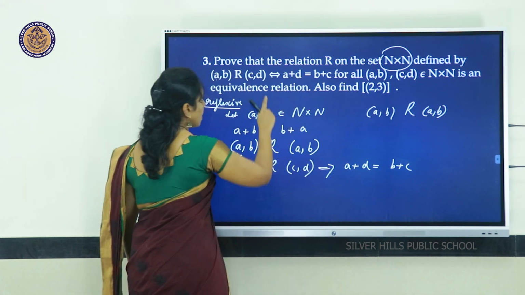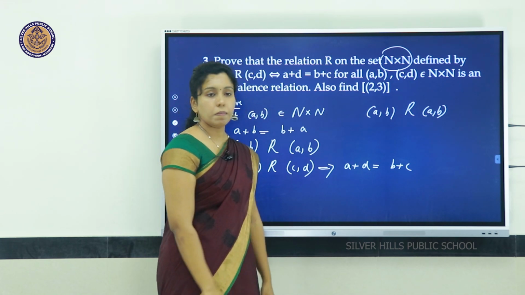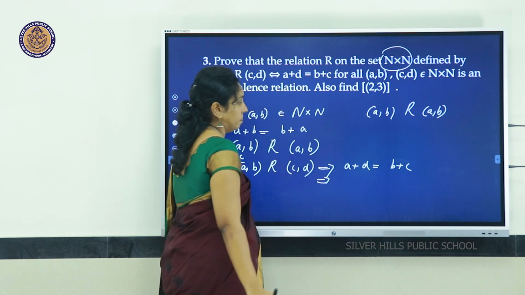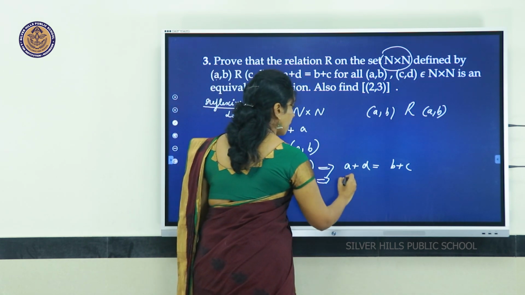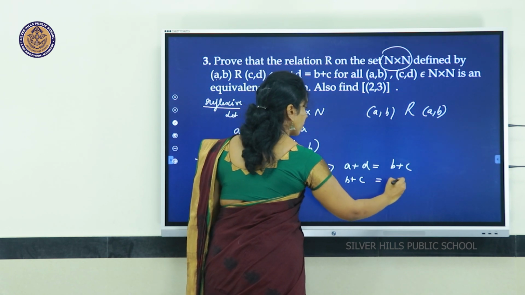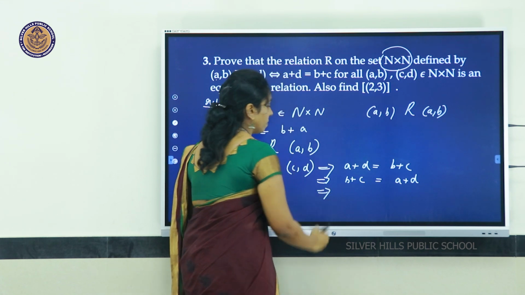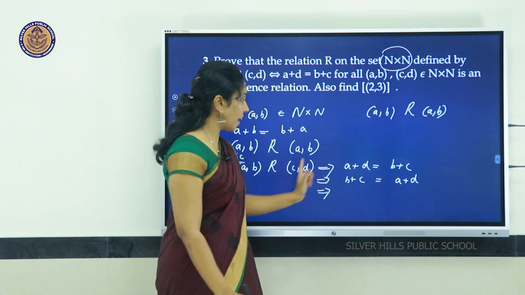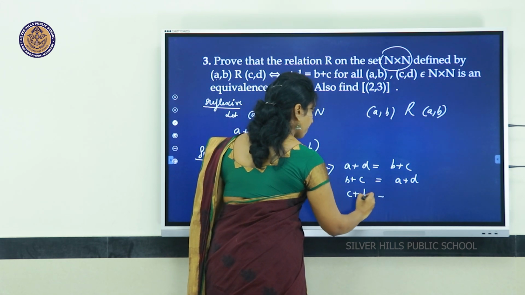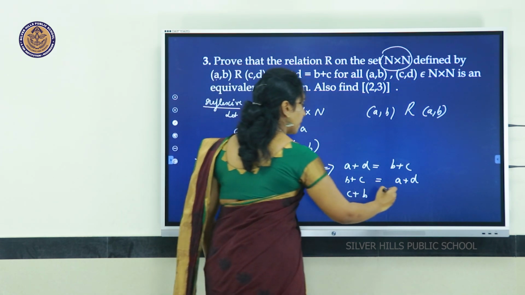From where did we get this? The relation is defined like this. So, A plus D is equal to B plus C, which implies I can write B plus C is equal to A plus D, which implies now B plus C can be written as C plus B. Now, A plus D can be written as D plus A.